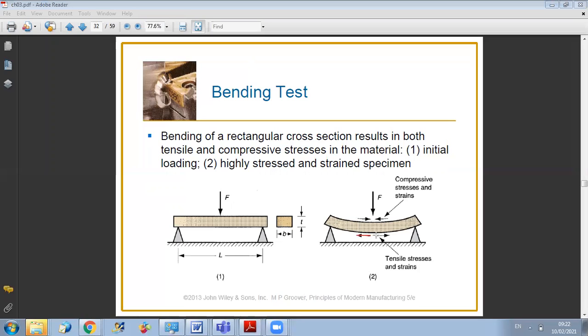and this is why this test can be used to know the behavior of a specimen in tension. Here we continue to increase the force until rupture, and in this way we can know the behavior of the brittle material.